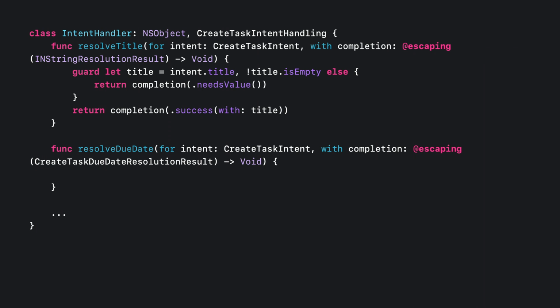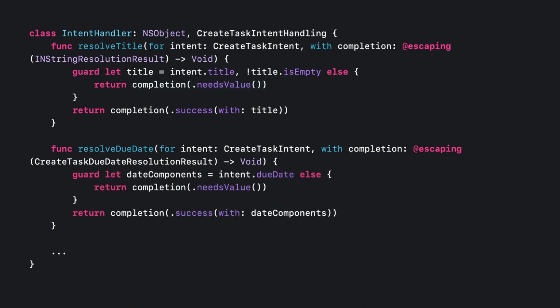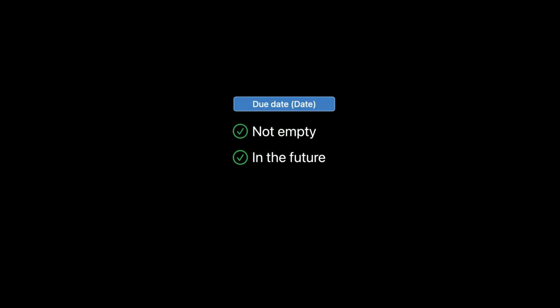For the title parameter, the app needs to make sure the value is not nil and isn't empty. If the title's empty, it returns needs value, which tells the system to prompt the user to enter a value. For the due date parameter, something similar is implemented, where the due date is validated to make sure it's not nil. Looking at the app's requirements for due dates, the resolve method also needs to ensure that all due dates are in the future and show an error to the user if the date is in the past.